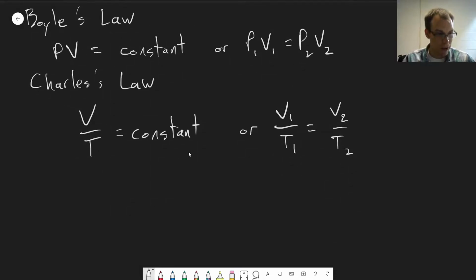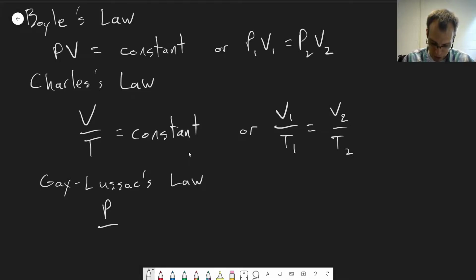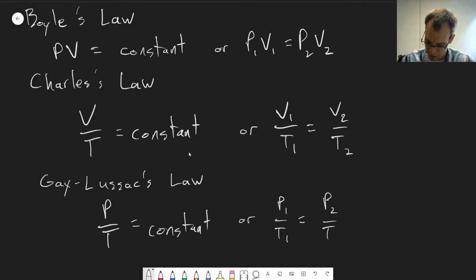Then we have Gay-Lussac's law. I'm probably butchering that pronunciation. And here we're looking at pressure over temperature, and that is equal to a constant. Or again, P1 over T1 is equal to P2 over T2.